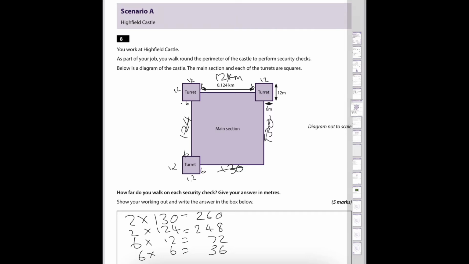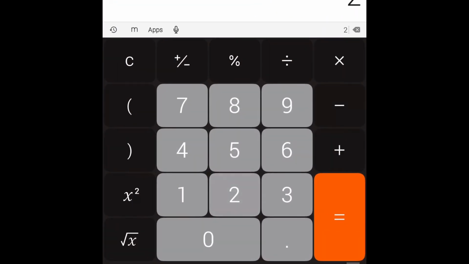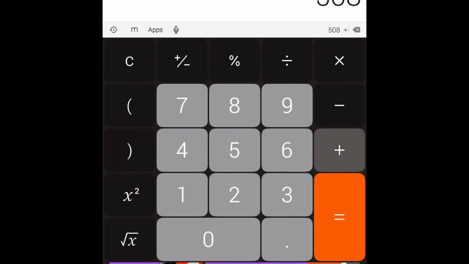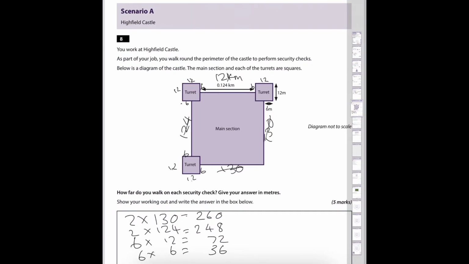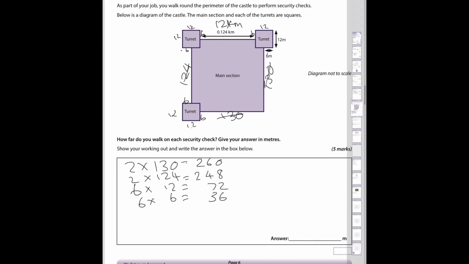So 260 plus 248 plus 72 plus 36. 616. So the answer is 616 metres. So again, it's just looking at this stage by stage and making sure that you follow the path round, and you can almost do that again with your pen, making sure that you've actually got them all there.